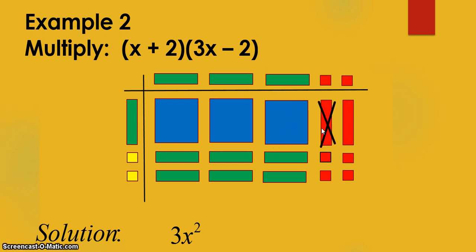So we can cancel out this negative x and a positive x. This negative x and this positive x is another zero pair. We are then left with 4 positive x and we write plus 4x. Our final 4 blocks here give us negative 4, for a final solution of 3x squared plus 4x minus 4.